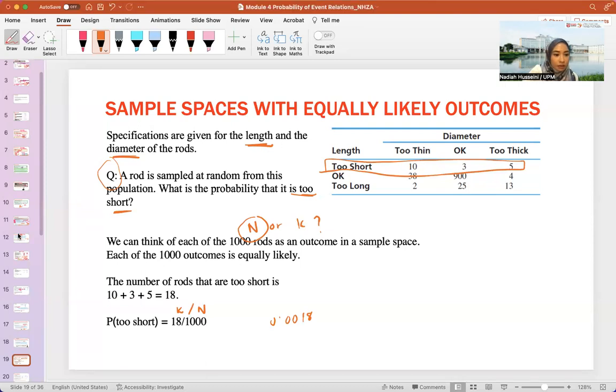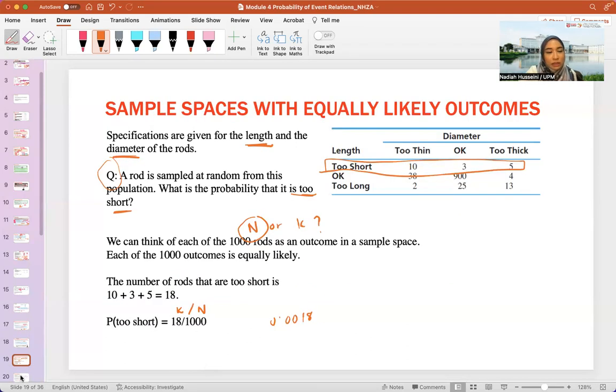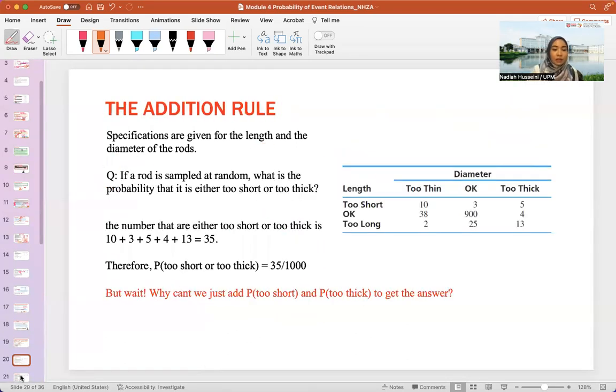Okay, moving on. So previously we talked about sample spaces with equally likely outcomes. Now we're talking about the addition rule. It's a different topic, but it's still probability. Specifications are still given. This is the same table that we talked about earlier. If a rod is sampled at random, again, we're talking about sample spaces of equally likely outcomes here.